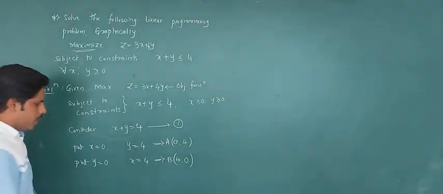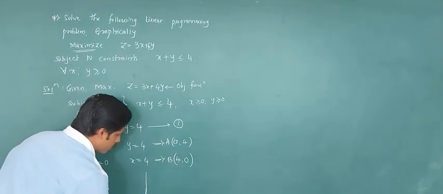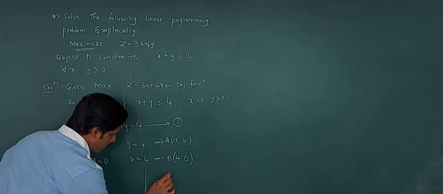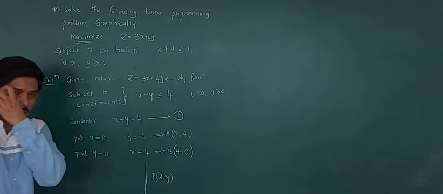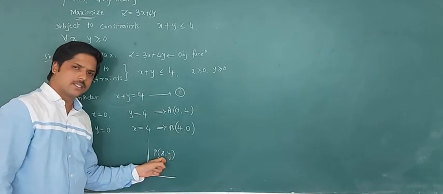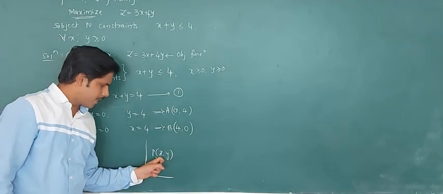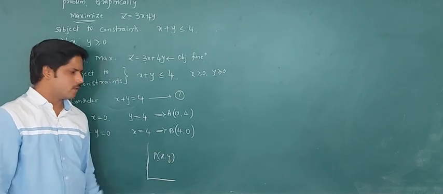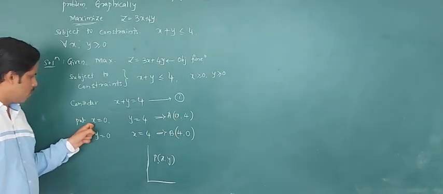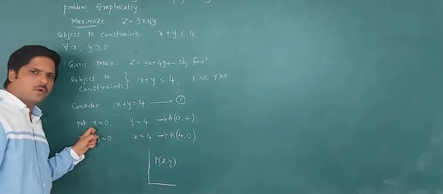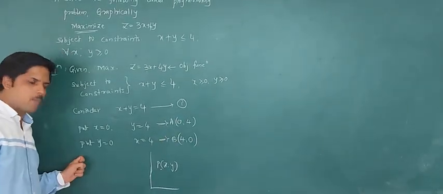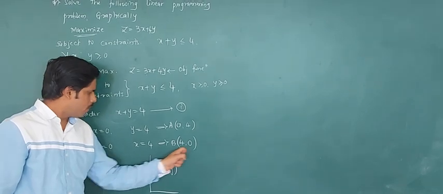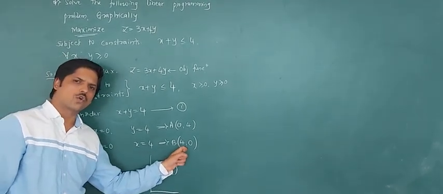As we know, in the graph, consider a point P of x comma y. In the ordered pair, the first coordinate is the x coordinate, the second is the y coordinate. So in the first point A, x equal to 0 and y equal to 4, so 0 comma 4. In the second point, y equal to 0 but x equal to 4, so 4 comma 0.